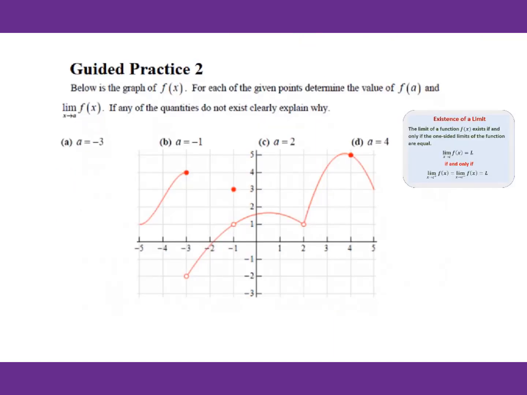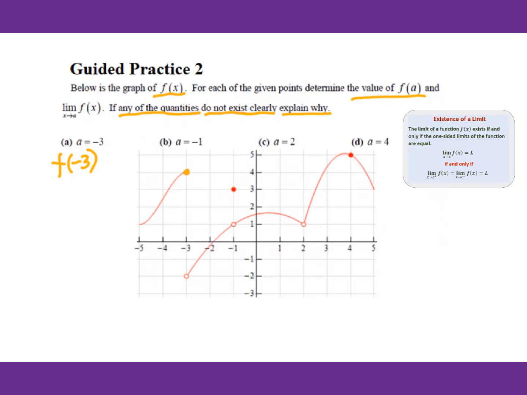Let's go to guided practice 2. Below is the graph of f(x). For each of the given points, determine the value of f(a) and the limit as x approaches a of f(x). If any of the questions don't exist, clearly explain why. For a equals negative 3, check f of negative 3.